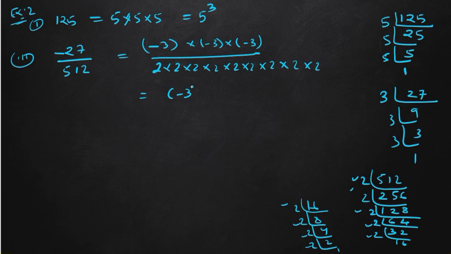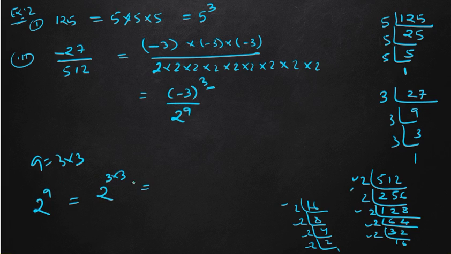So this can be written as minus 3 coming 3 times, whereas 2 is coming 9 times, but our power must be the same. It is 3, it is 9. So how can 9 be written? 9 can be written as 3 into 3. So 2 power 9 can be written as 2 power 3 whole power 3. 2 power 3 means 2 into 2 into 2, that means it is 8. So this can be written as 8 power 3.